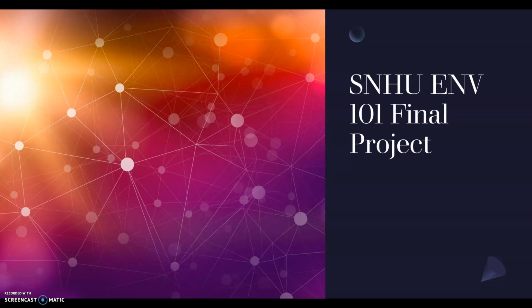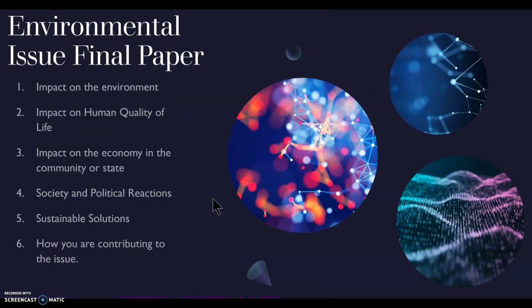I'm going to give you this kind of overview of how you should complete your final project for Environmental 101. This paper is broken down into 3 sections and it covers quite a bit of information from all of your milestones and discussions and things like that from all the previous modules. This is just kind of an outline of what you're going to put in your paper, and I'm going to go over each section and how you should fill it out.